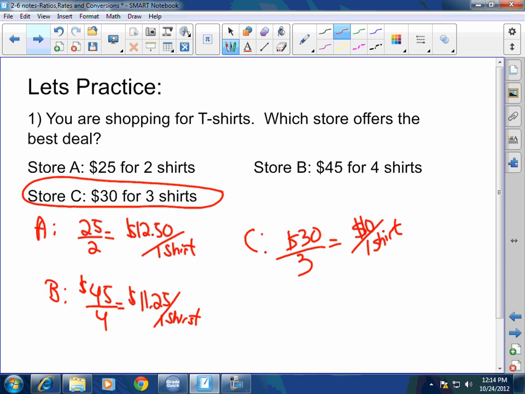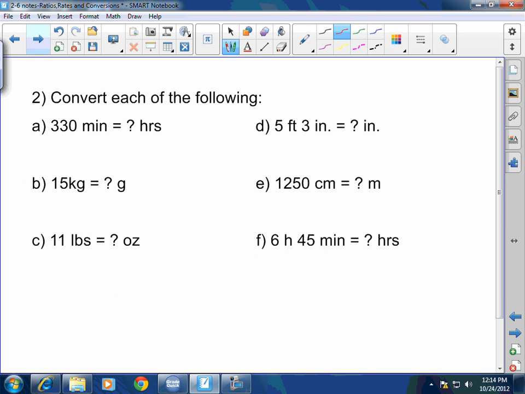So let's continue then. Let's do some conversions. Convert each of the following. Okay. 330 minutes to hours. I didn't go over minutes and hours with you guys because I assumed that you knew it. Let's just make sure you know this. How many minutes in an hour? 60. How many seconds in a minute? 60. How many seconds in an hour? 3,600. Very good. How many days in a year?